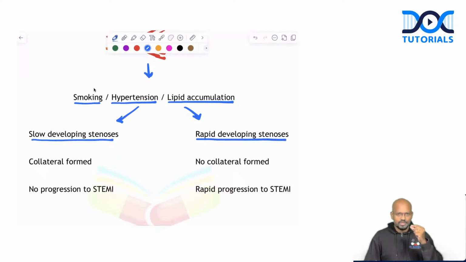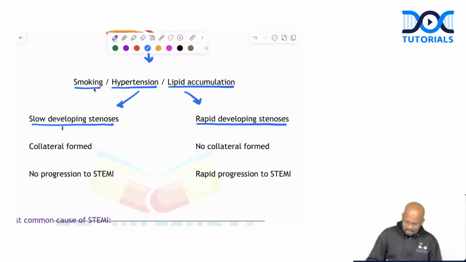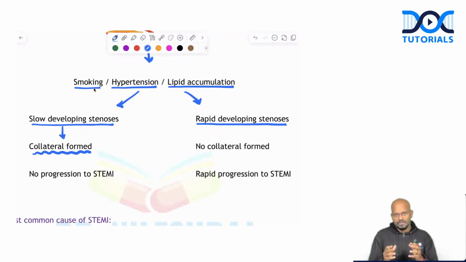Mostly, a slow development of stenosis is due to constant accumulation of lipid, with the atherosclerotic plaque increasing, and it is going to be gradual in nature. In those areas, collaterals will usually be formed. I hope you know what a collateral is. In terms of a blockade in a particular area, nearby blood vessels will try to create a bypass. You know what a bypass is, right?